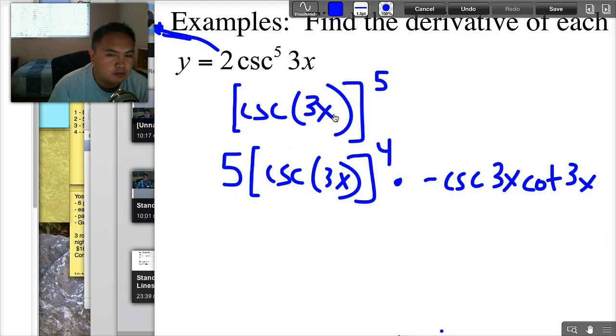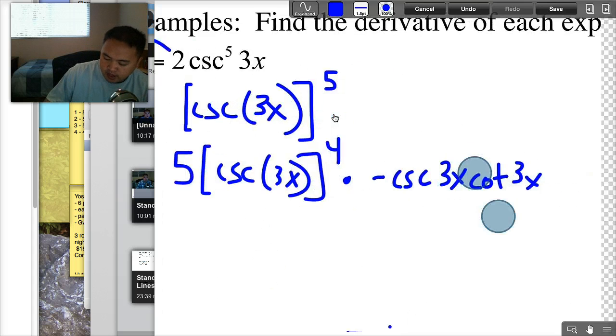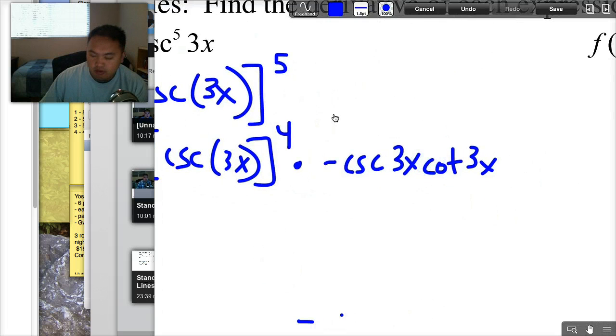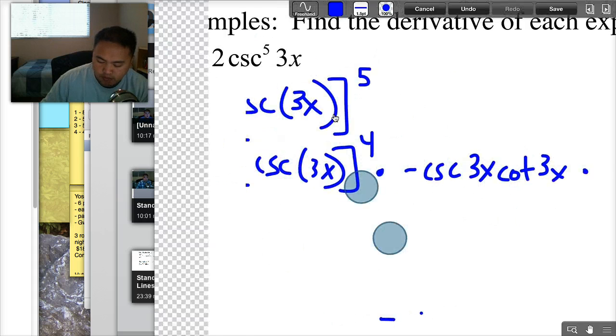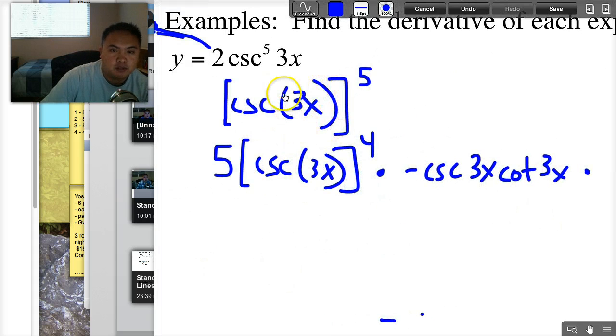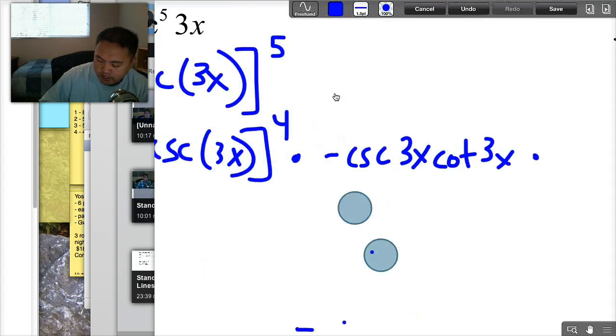So in this case, since I'm trying to find the derivative of cosecant 3x, I'm going to leave the inside function alone. So it's negative cosecant 3x and cotangent 3x. After that, I'm going to multiply that by the derivative of that inside function. And you remember the inside function was 3x. Remember in the original problem, I had a 3x. So I'm going to multiply by the derivative of this one. That is 3.